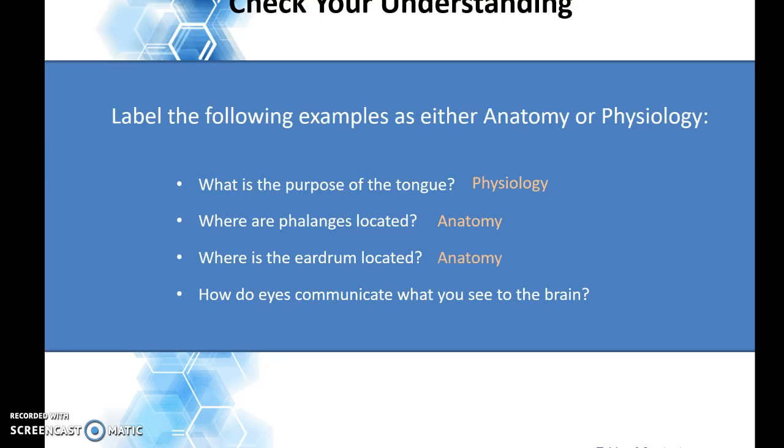How do the eyes communicate what you see to the brain? Okay, so this one's asking how the eyes communicate. Is that a structural question or a function question? It is a function question, so that would be physiology. Again, that's the reason why we study anatomy and physiology together. We study the structures and their functions at the same time.